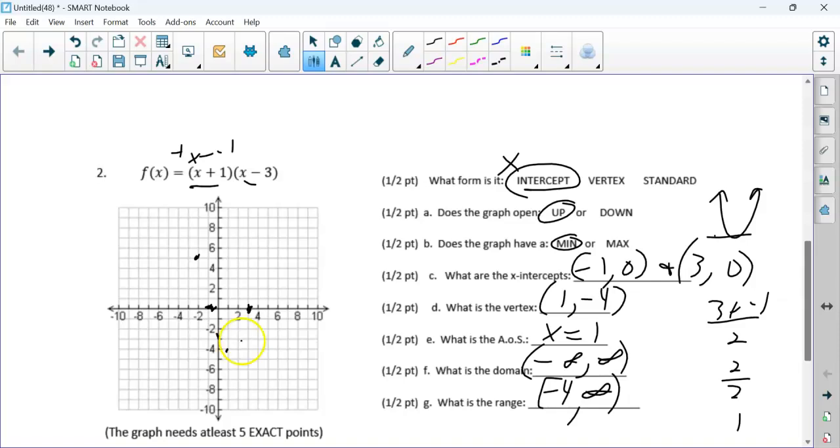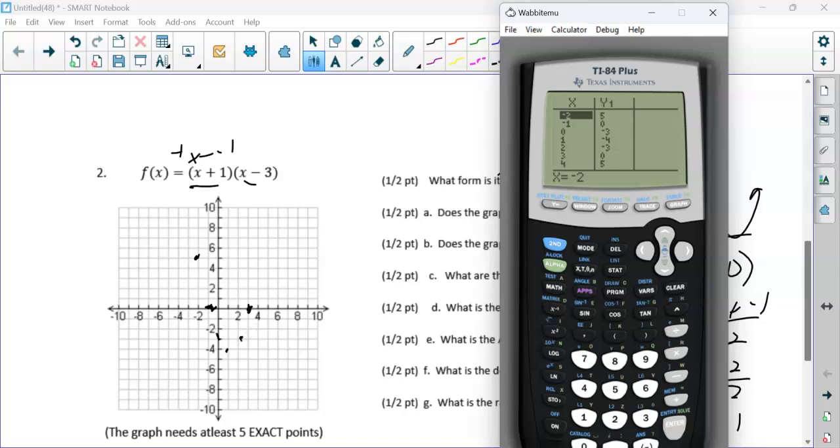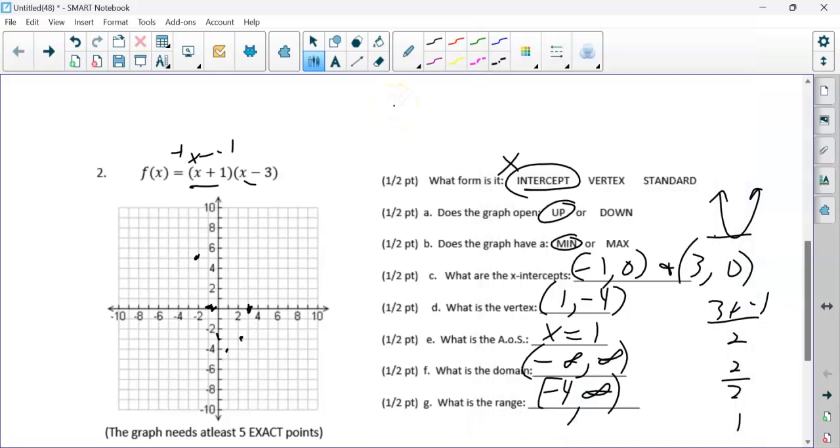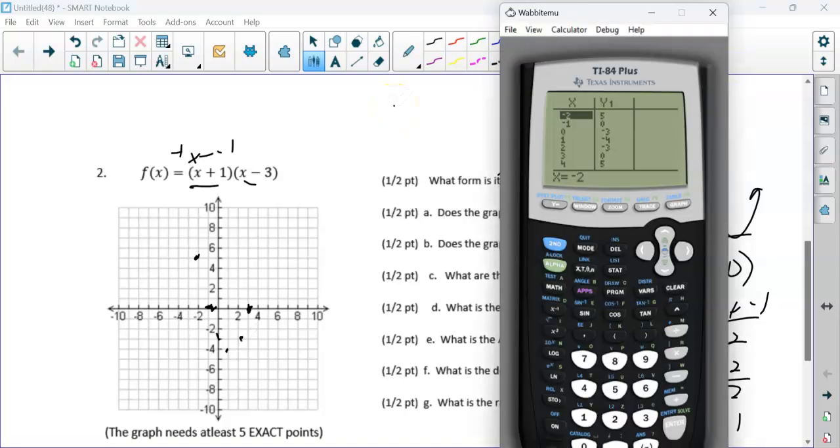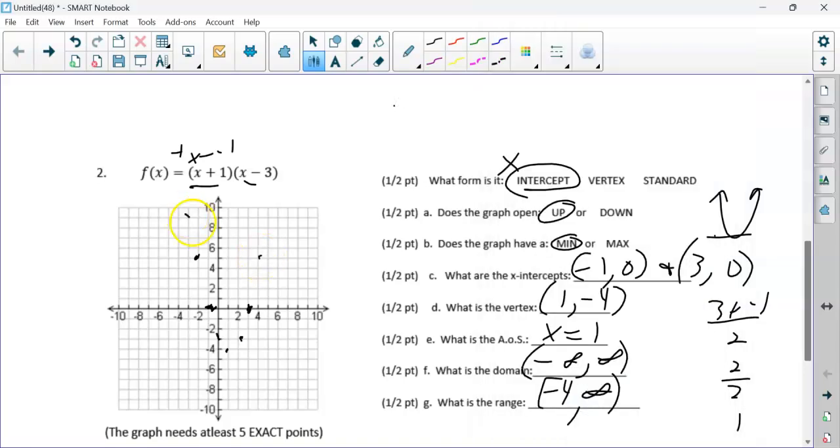You can probably see where it's going to be here at 2, negative 3, but we can confirm on the calculator. 2, negative 3. And 4, 5. So remember, it's just a mirror image here. So there's our vertex right down there. There's our parabola going towards positive infinity. Hopefully some of you caught my error there.